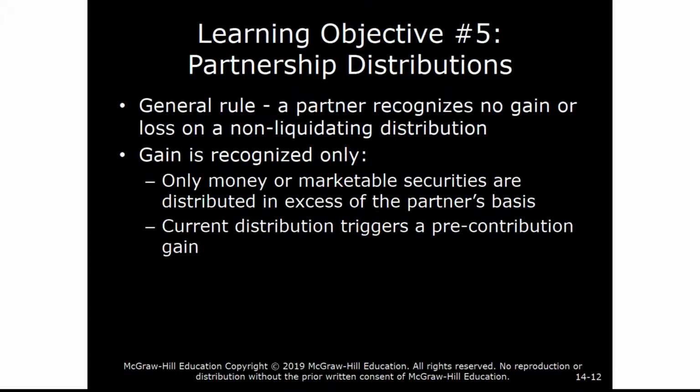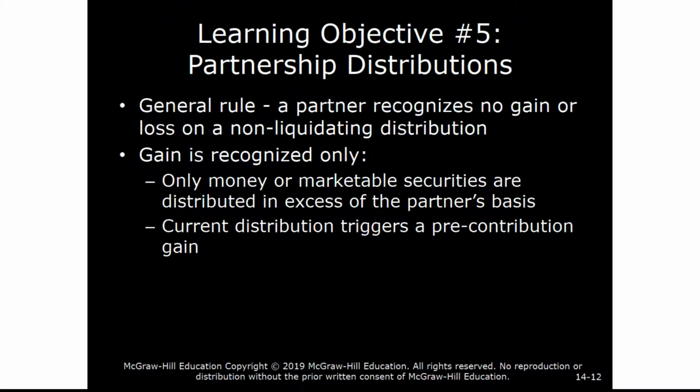So a partner recognizes no gain or loss on a non-liquidating distribution. For example, if a partner receives property from the partnership, the partner would recognize no gain as long as it's a non-liquidating distribution. There are occasions when gain is recognized on distributions. For example, when money or marketable securities are distributed in excess of the partner's basis. And then any current distribution of pre-contribution gains.